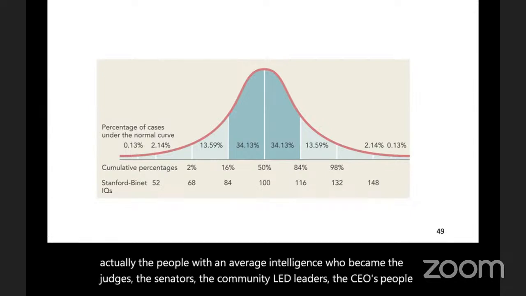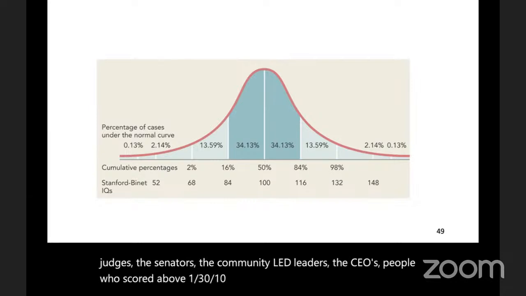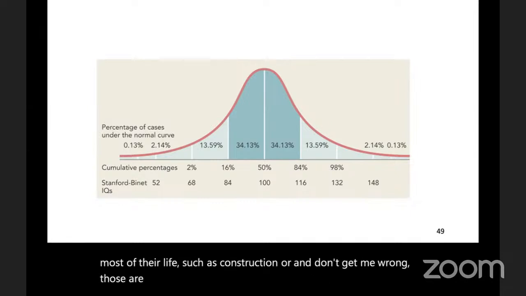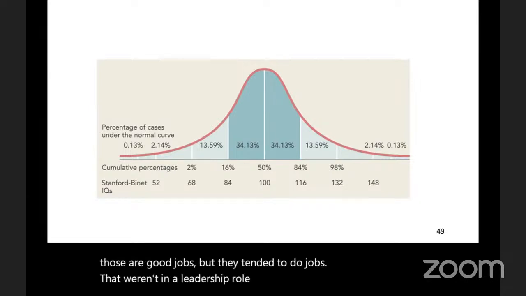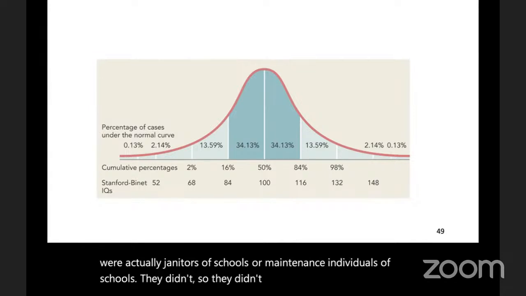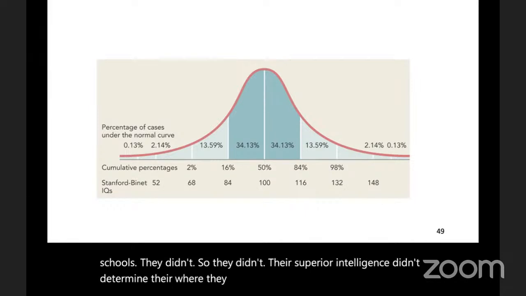People who scored above a 130 tended to be people who did menial jobs most of their life, such as construction, and don't get me wrong, those are good jobs, but they tended to do jobs that weren't in a leadership role. It was interesting, a couple of them were actually janitors of schools or maintenance individuals of schools. Their superior intelligence didn't determine where they were on the career ladder, as you would say, which is kind of interesting.